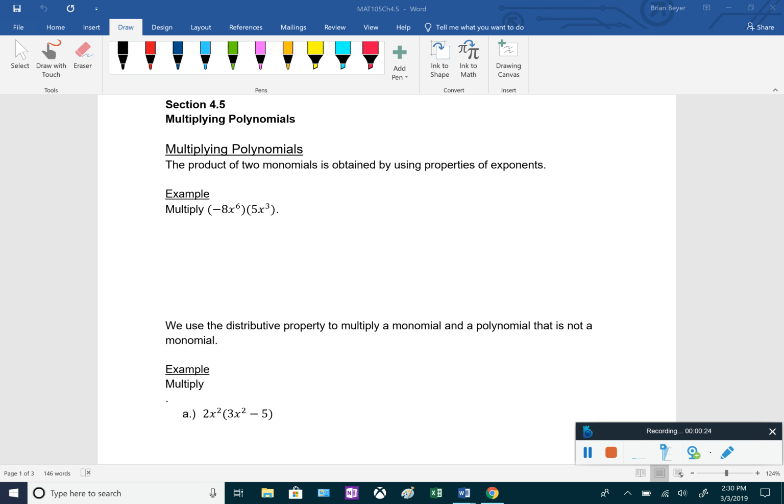So for example, let's multiply a monomial times a monomial. So a one term polynomial times a one term polynomial. We have negative 8x to the 6th times 5x cubed. We multiply negative 8 times 5, which is negative 40. When we're multiplying x to the 6th times x cubed, that's the product rule, so we add the exponents. The new exponent will be 6 plus 3, so that's negative 40x to the 9th. When we're multiplying monomials like that, it's relatively simple.